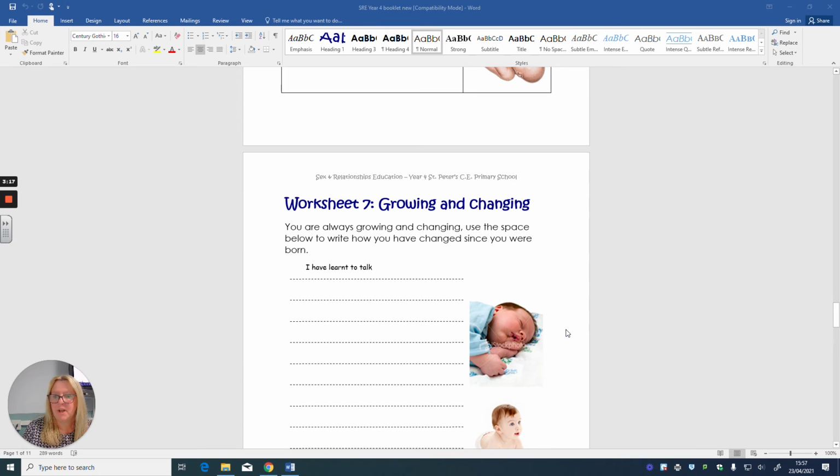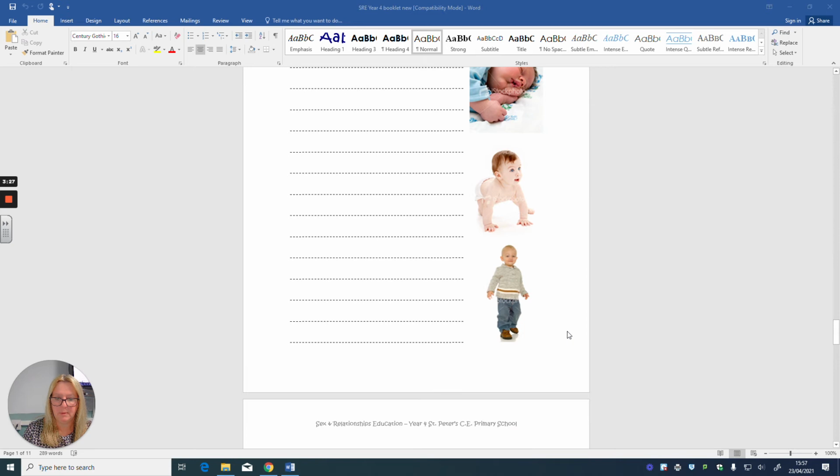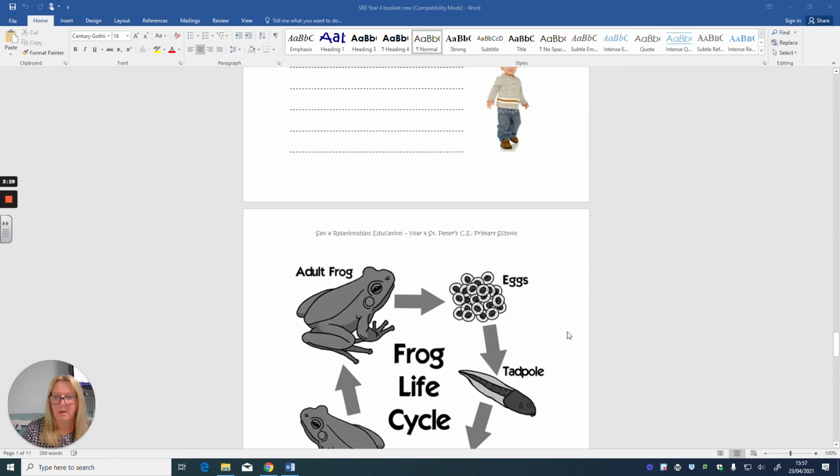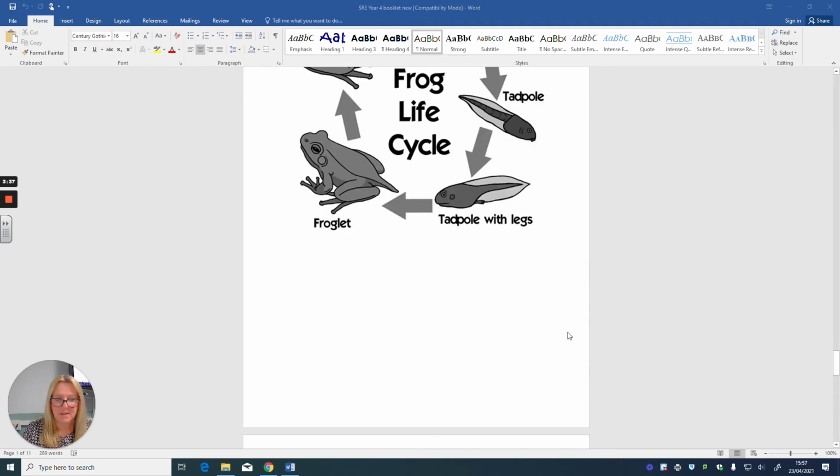We then move on to growing and changing. And we encourage the children to think about how they've grown up and changed since they were a baby. So what can they do now that they couldn't do? There's the back of the adult frog life cycle: egg, tadpole, tadpole with legs, froglet, etc., which is the cut and stick activity.